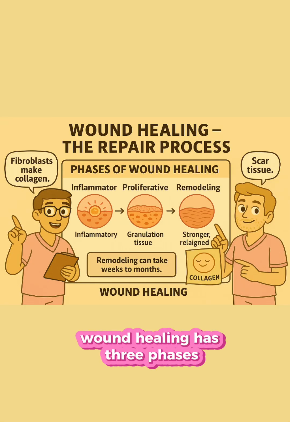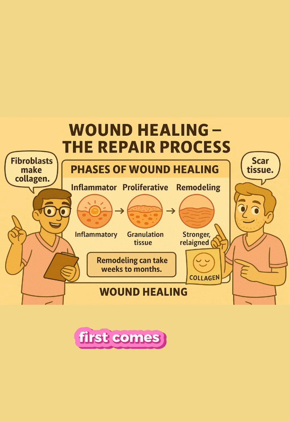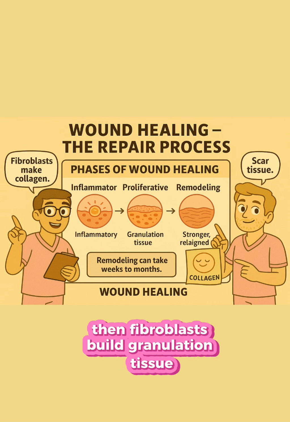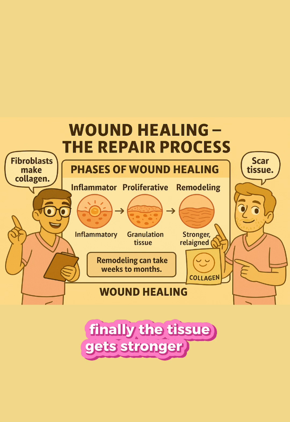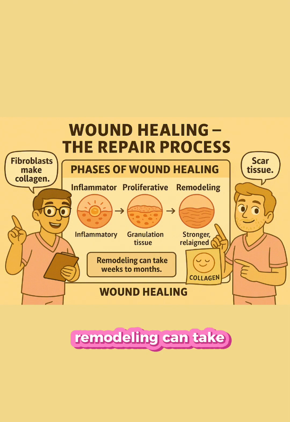Wound healing has three phases: inflammatory, proliferative, and remodeling. First comes clotting and inflammation. Then fibroblasts build granulation tissue. Finally, the tissue gets stronger and realigned. Fibroblasts make collagen. Collagen provides tensile strength. Remodeling can take weeks to months.